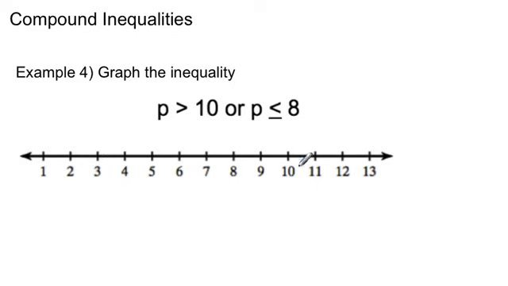We have P has to be greater than 10. So I put a circle around 10. It's an OR statement. So we know we're talking about all the numbers except a section in the middle. And P has to be less than or equal to 8. So that's going to be all of this section right here. And since it's equal to, we have to fill in that dot as well. And now we can see we're talking about all the numbers except the ones between 8 and 10. So again, specifying this range and then deciding how that applies to my situation.